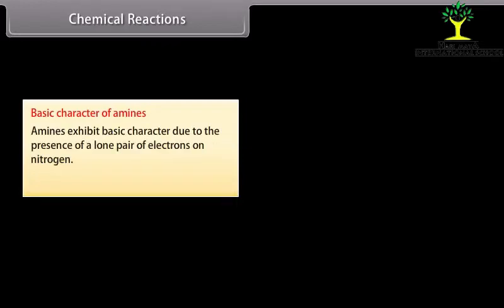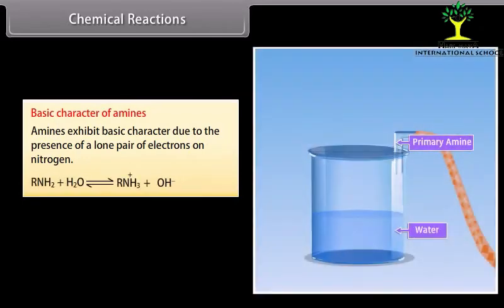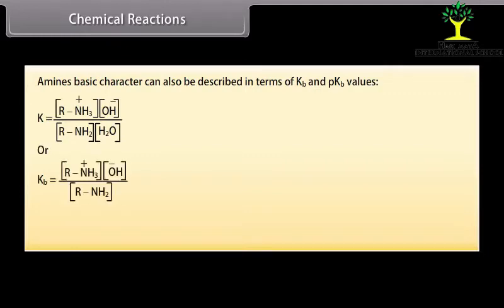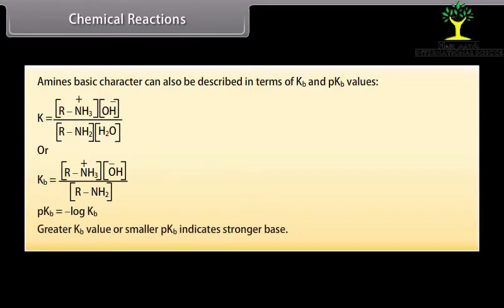Amines exhibit basic character due to the presence of a lone pair of electrons on nitrogen. They are stronger bases than water and are therefore protonated by water in their aqueous solutions. Amines' basic character can also be described in terms of Kb and pKb values. The value of Kb can be written as, from which the value of Kb can be inferred as given. Now pKb is equal to the negative logarithm of Kb. Greater Kb value or smaller pKb indicates a stronger base.